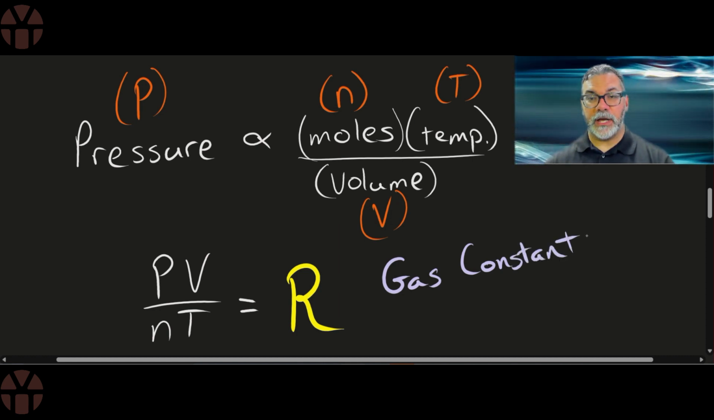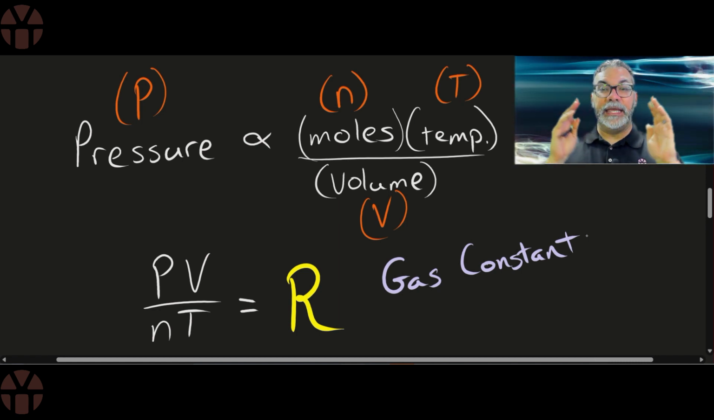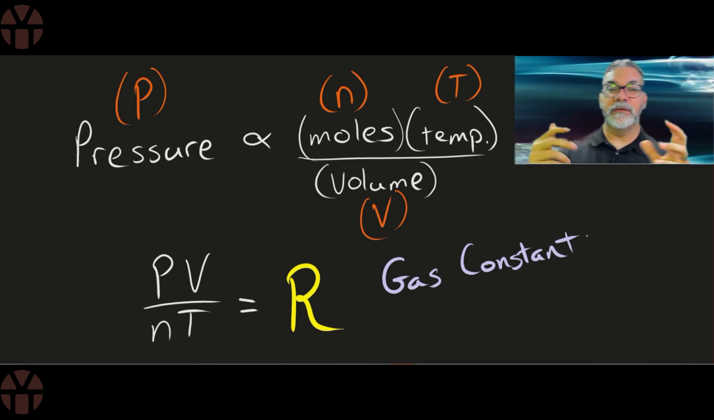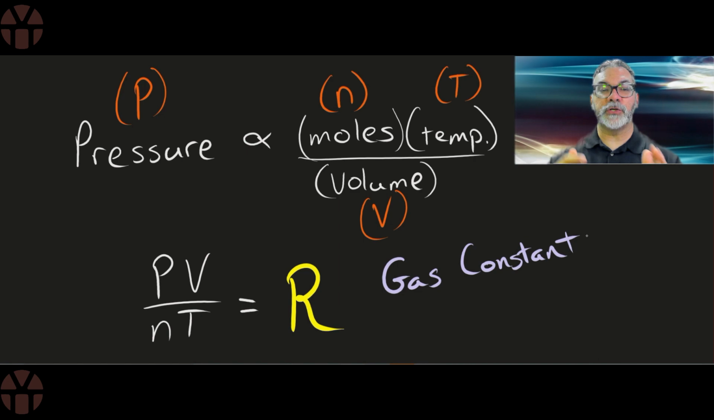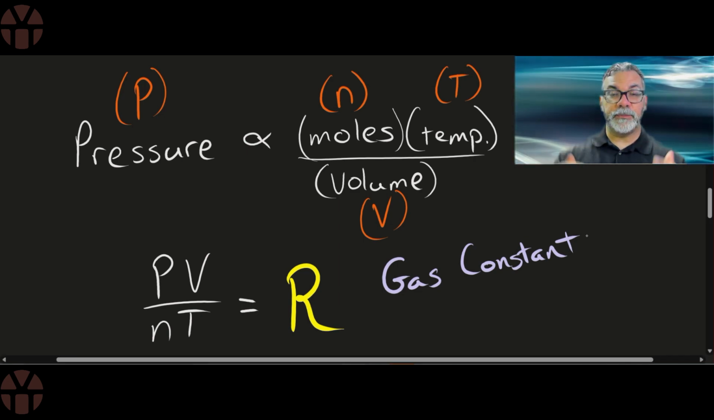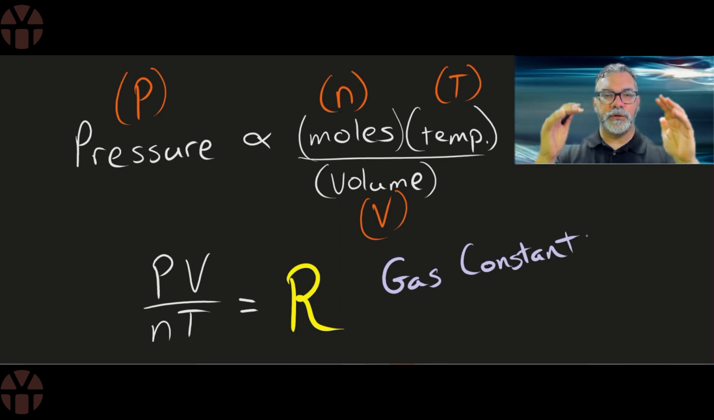And our gas constant is going to be nothing more than at a given pressure and a given volume and a given amount and a given temperature, what that ratio between pressure, volume, moles, and temperature is going to be. And so in our next episode, we're going to start to develop this ideal gas law and how it evolves from here.